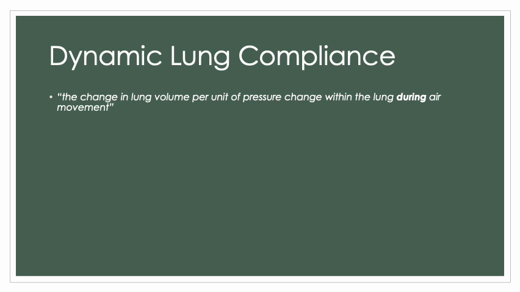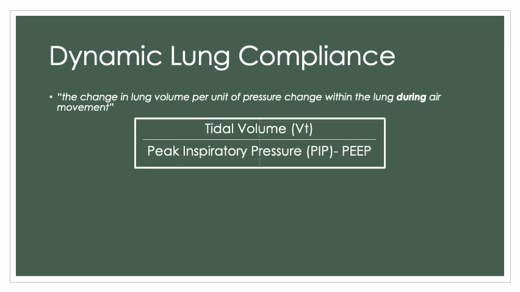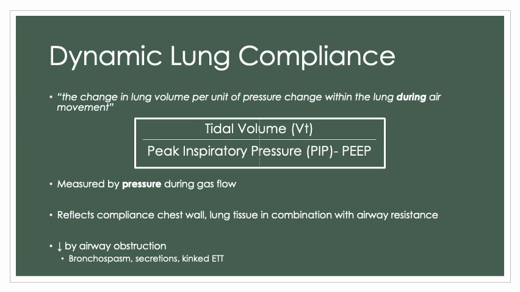Next, thinking about dynamic lung compliance, this is a change in lung volume per unit of pressure change within the lung during air movement. You calculate it based on tidal volume divided by peak inspiratory pressure minus PEEP. And again, it's measured by pressure during gas flow and reflects the compliance of the chest wall and lung tissue in combination with airway resistance. And dynamic lung compliance is going to be decreased by airway obstruction, including bronchospasm, secretions, or a kinked endotracheal tube.